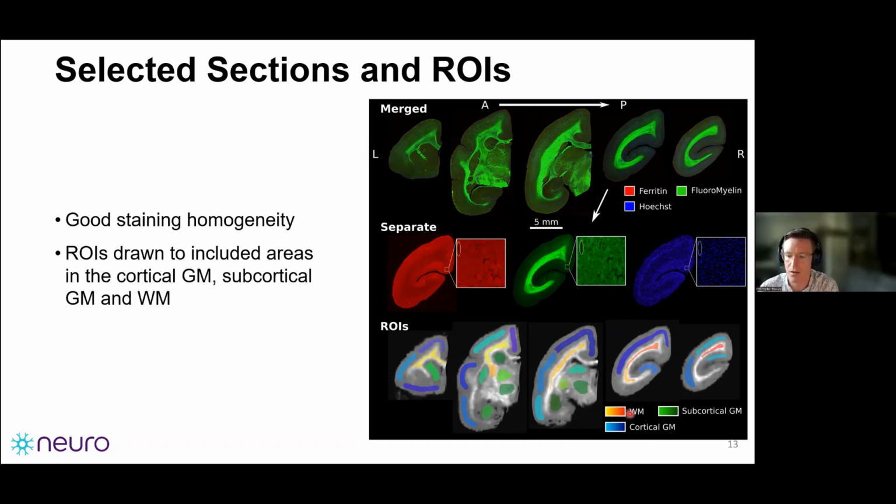We have chosen ROIs for white matter, subcortical gray matter, and cortical gray matter. The colors might seem similar here, but each section had its own ROIs.